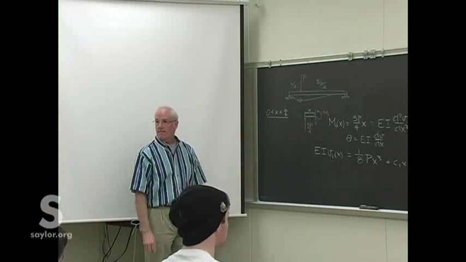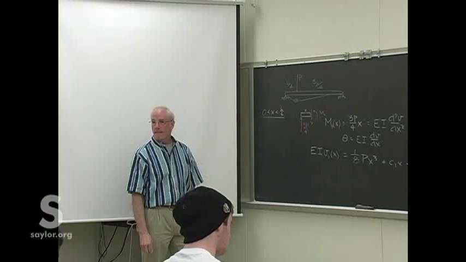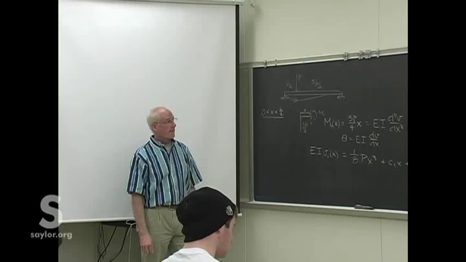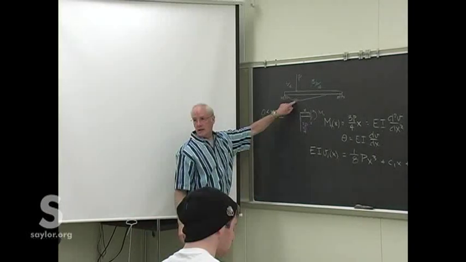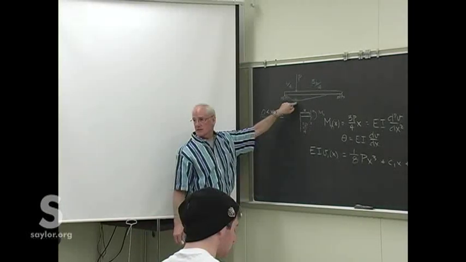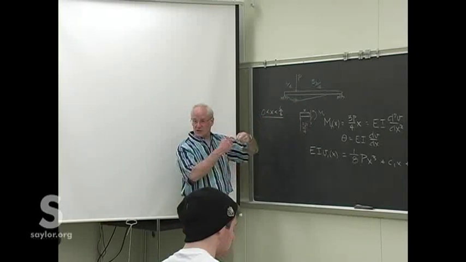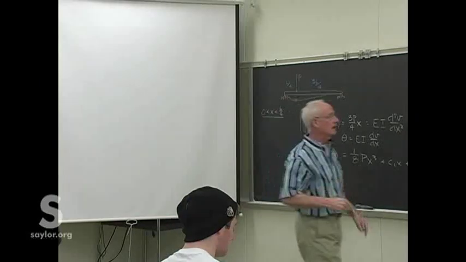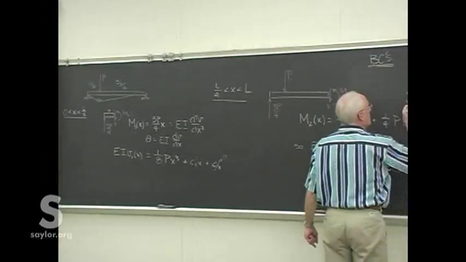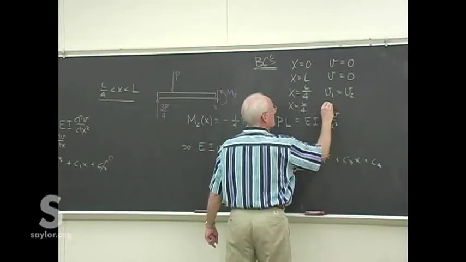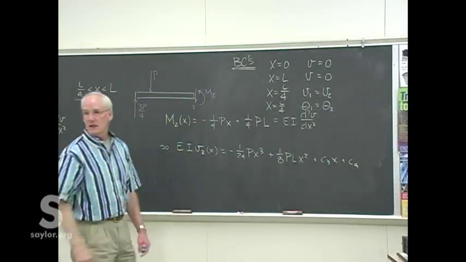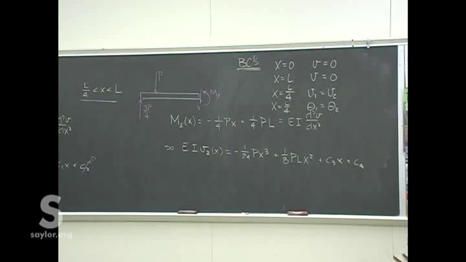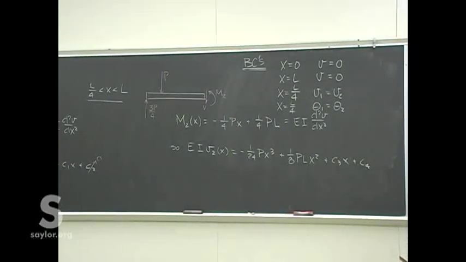David? At x equals L over 4, dV1/dx equals dV2/dx. In other words, at that point, these two curves have to have the same slope. Otherwise, there's a sharp bend in the beam and it's not an elastic beam. So at x equals L over 4, theta 1 equals theta 2. And that's what David said. He said dV/dx 1 equals dV/dx 2. So there's the 4 boundary conditions.